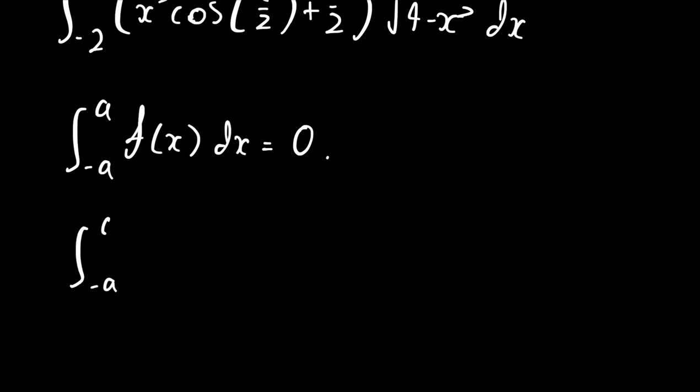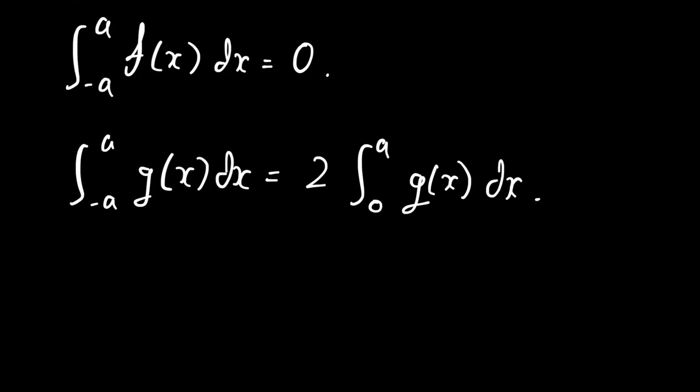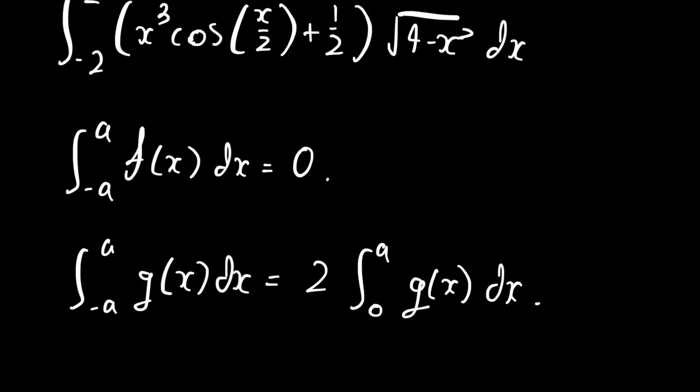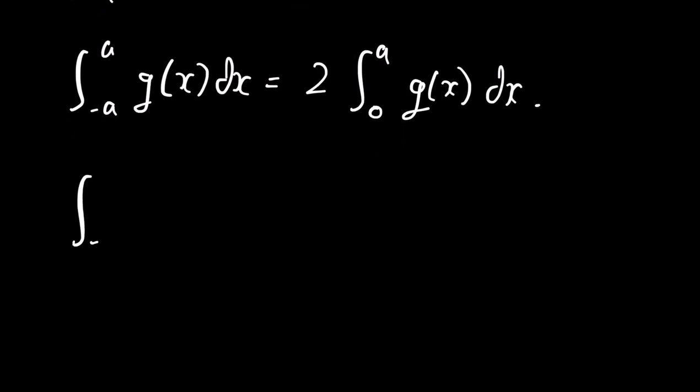Similarly, from minus a to a, the integral of an even function, say g of x, is equal to 2 lots of the integral between 0 and a of that same function. We'll use both of these properties when solving this integral. X cubed and cos x over 2, from minus 2 to 2, their integral will be 0, so we can cancel that part out of our integral, and we're left with a half root 4 minus x squared.